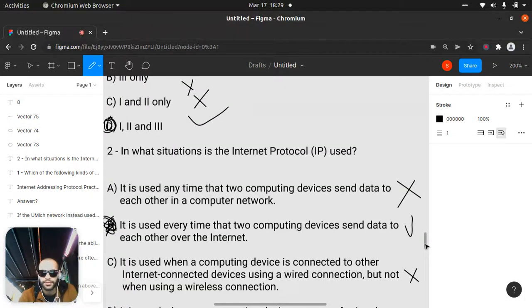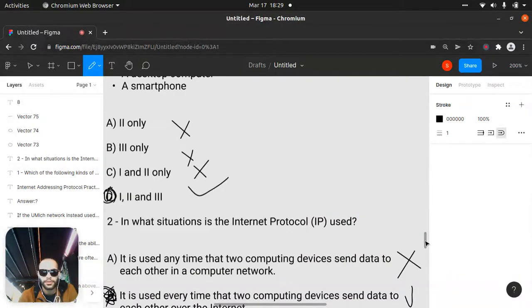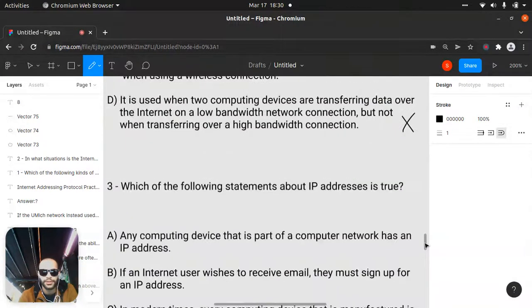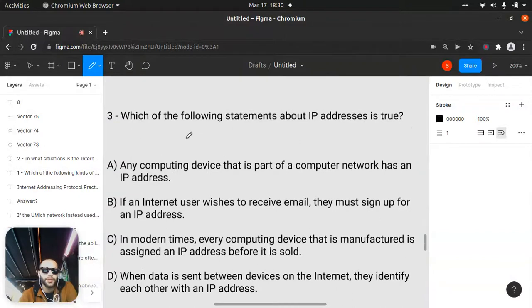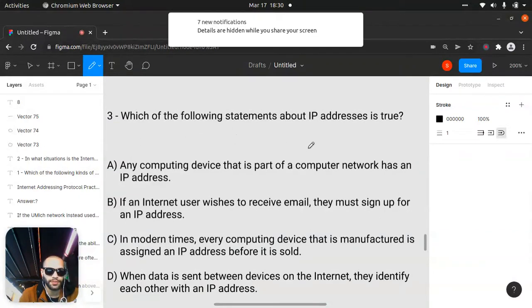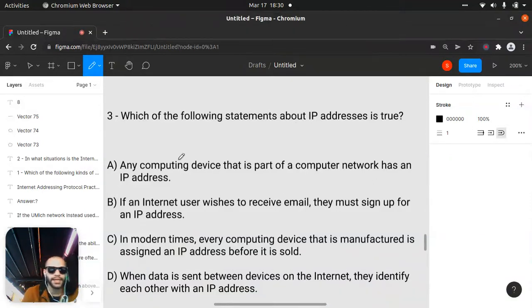Where is the third question? Oh, here. Which of the following statements about IP addresses is true? Any computing device that is part of a computer network has an IP address. That's true.